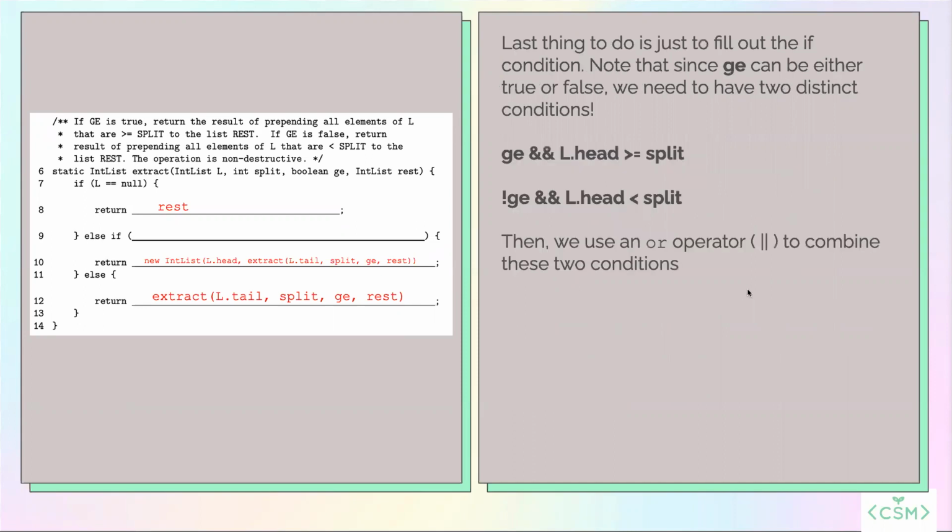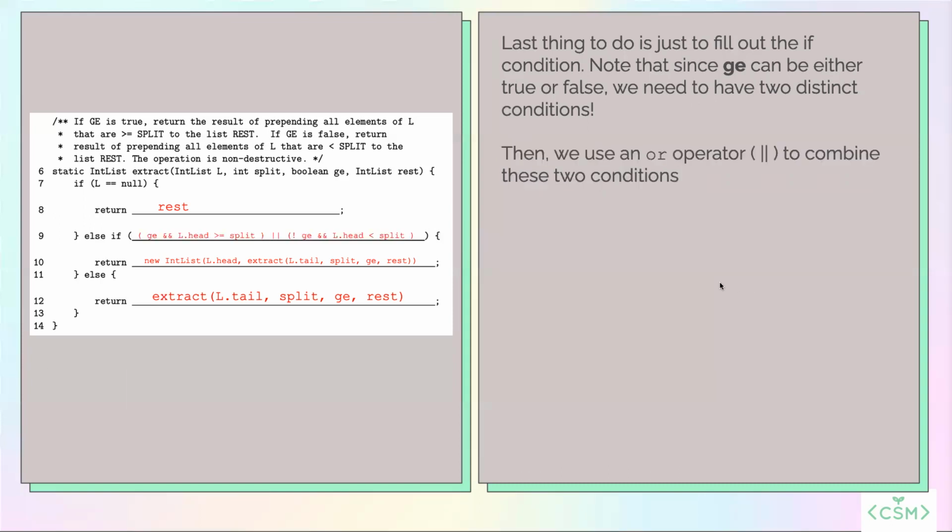The last thing to do is fill out the if condition. Since GE can either be true or false, we need two distinct conditions. One is if GE and L.head is more than or equal to split. The other is if not GE and L.head is less than split. Finally, we use an OR operator to combine these two conditions together, like this. Now we're pretty much done with the question.